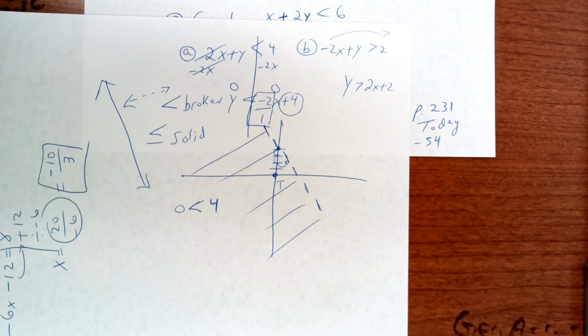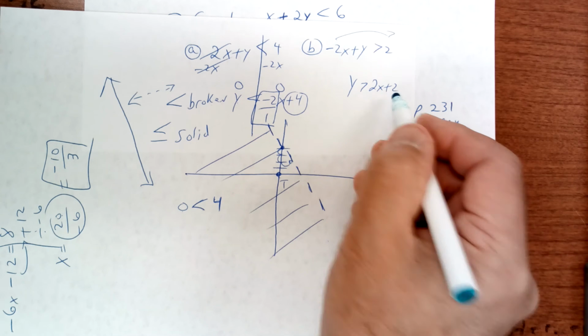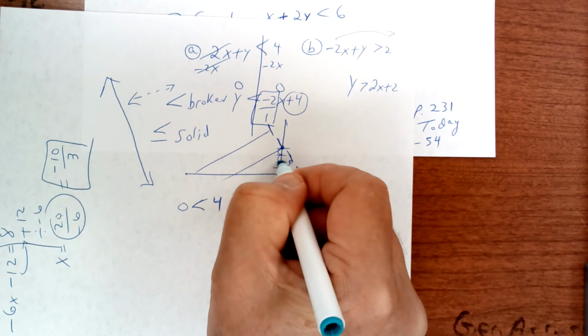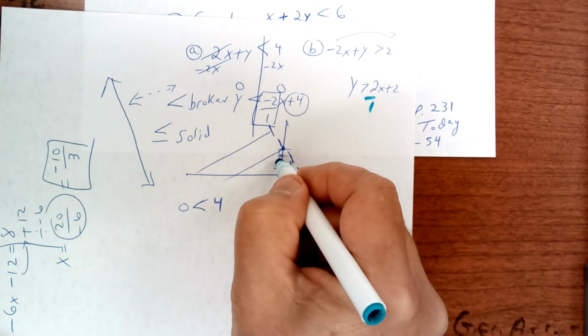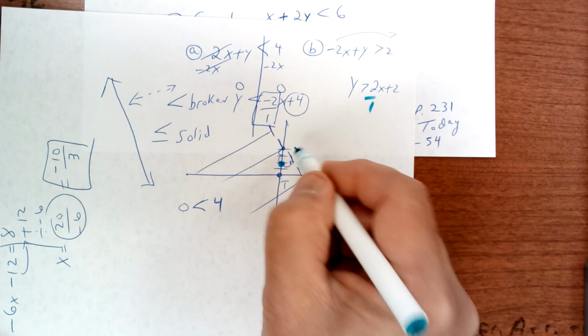All right, now watch again. The next one, and I'm going to use a different color here, the y-intercept is 2. So you're going to go up 2 and put a dot. Your slope is up 2 over 1. So up 2 over 1 is here. This one is also broken.